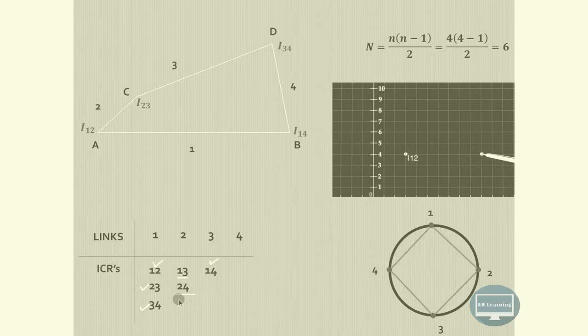Now these ICRs 1,2, 1,4, 2,3 and 3,4 are known to us, so we have joined them by these solid lines. I12 is known, so we have drawn this over here. Then 2,3 is also known, so that also we have drawn. Similarly 3,4 is known, so it is shown by this solid line, and 1,4 is also known, so we have shown it over here by a solid line. So our first job is to find out this I13.